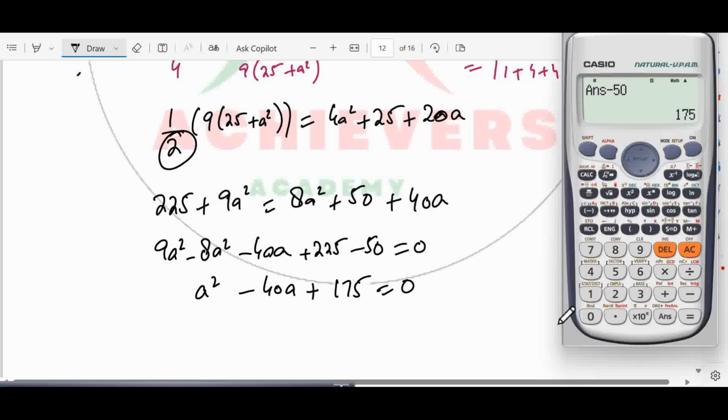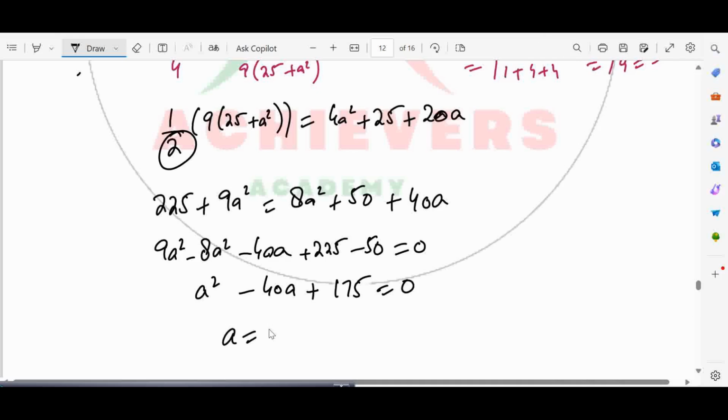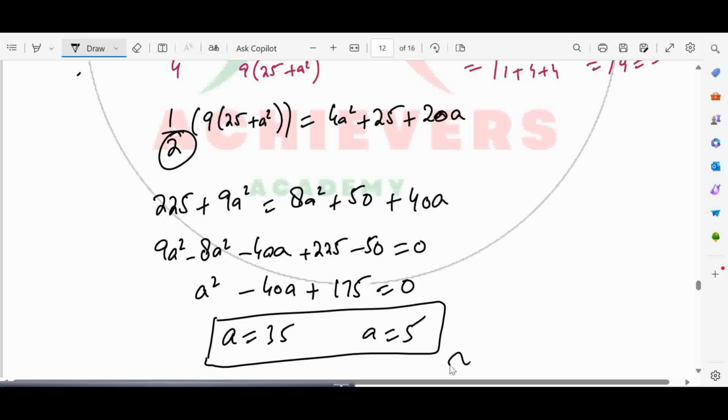Now we can use the calculator, shift mod 5 3. A is 1, B is minus 40, C is 175. So this will be equal to 35 and 5. So A will be equal to 35 and A will be equal to 5. These two will be the final answer. I hope that the concept is clear.